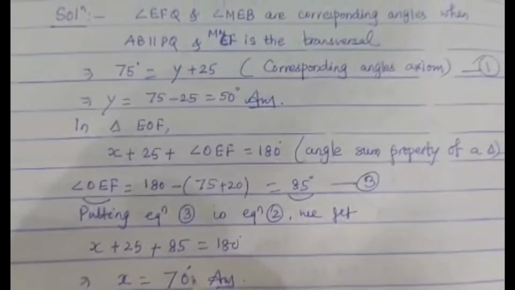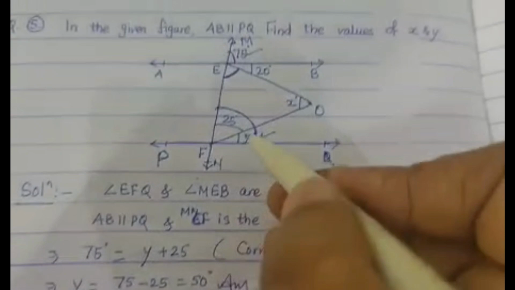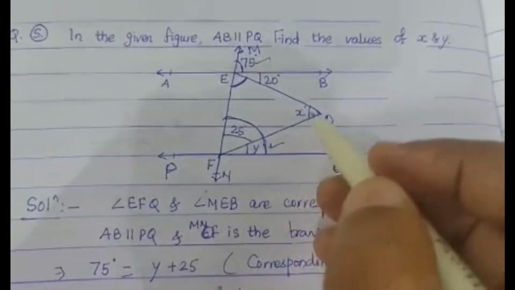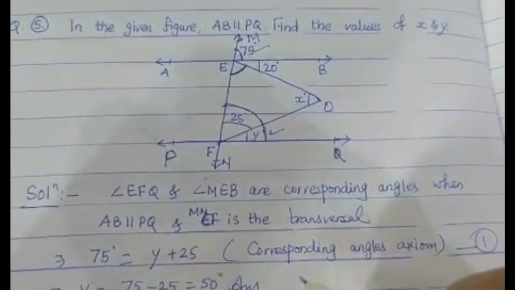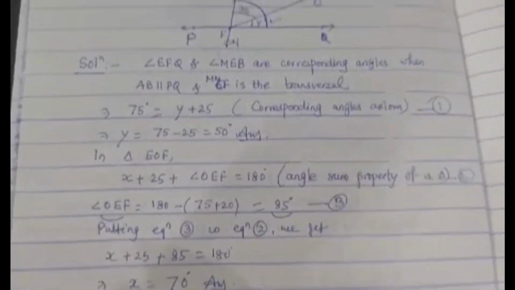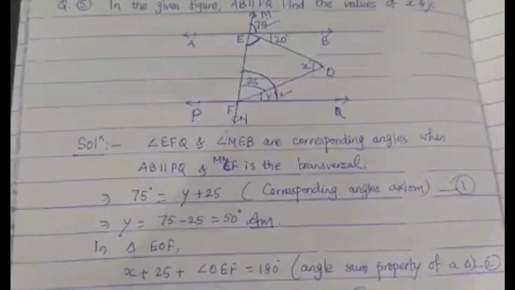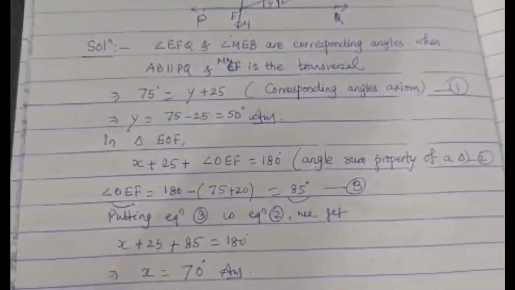So basically x equals 70 and y equals 50 degrees. We had to find out x and y. So x equals 70, y equals 50 degrees. This is the answer. Okay. This was a simple question, so let's move on to the next question.